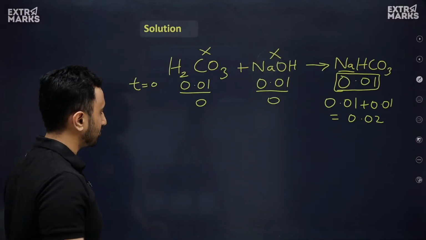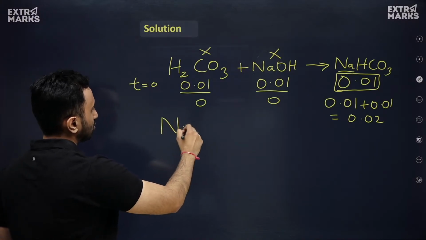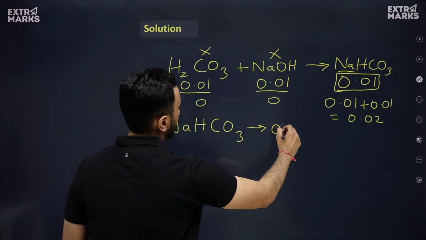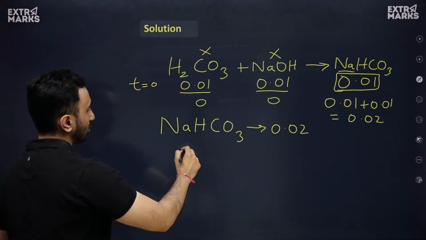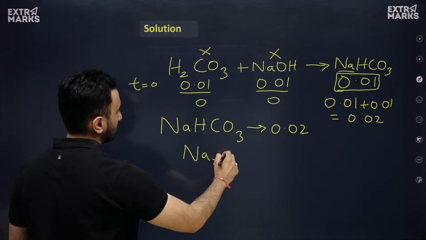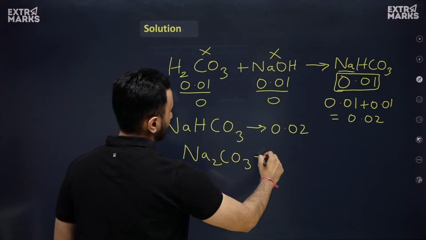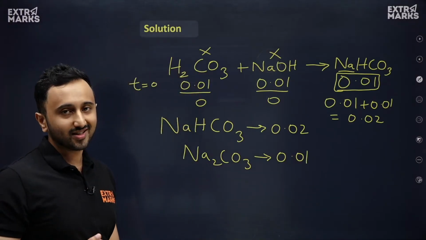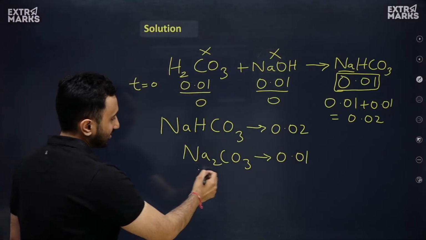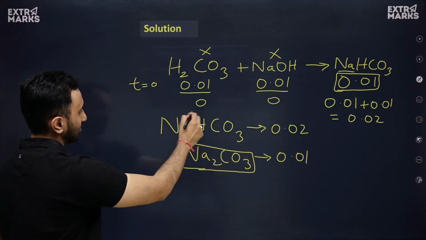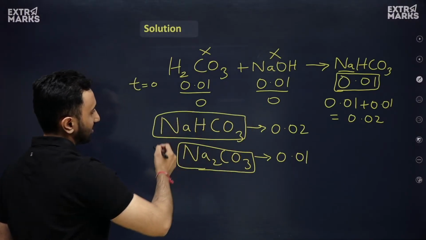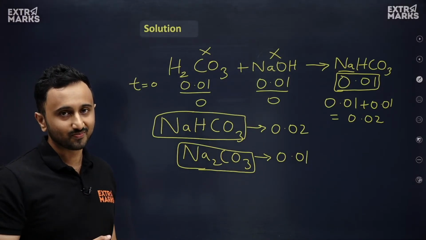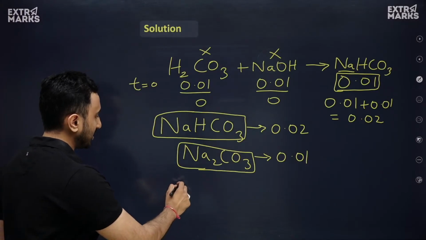So in the final solution, we have NaHCO3. How much? 0.02 moles. We also have Na2CO3. How much? 0.01 moles. And now you can see, this is the salt and this is the acid, right? They will form a buffer solution. So now it's very easy to find the final pH.